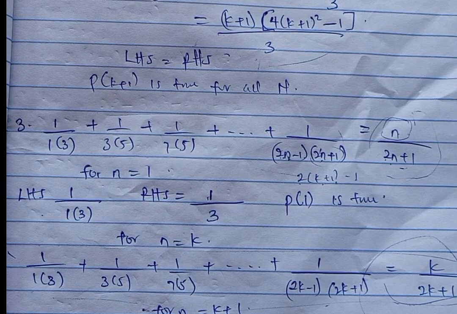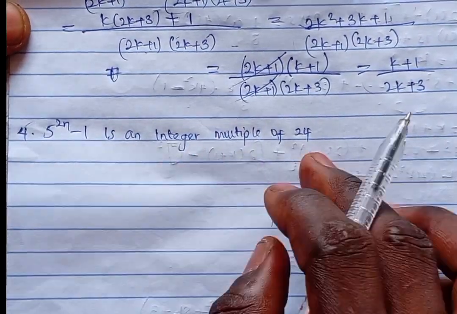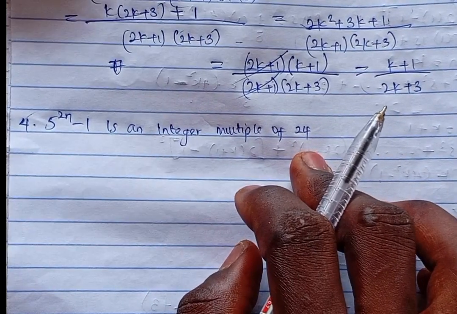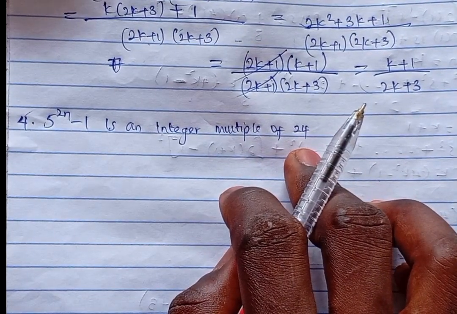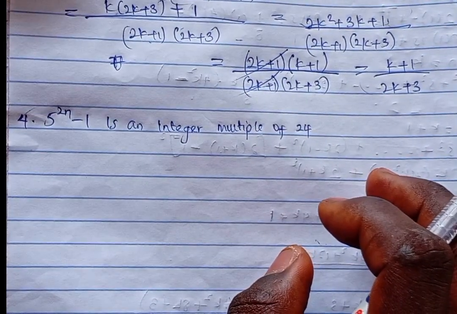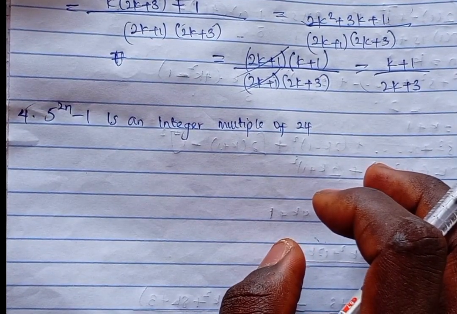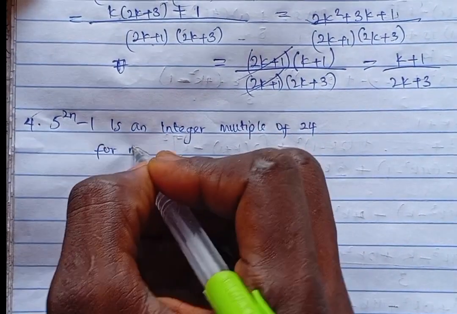Now let's move further to another question. This is another question entirely, and this one is telling us, is this an integer multiple of 24? How will you do that one? You follow the same steps, though there are some things that change there. Now test for when n is equal to 1.